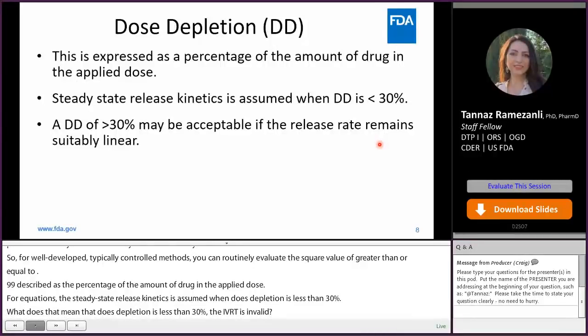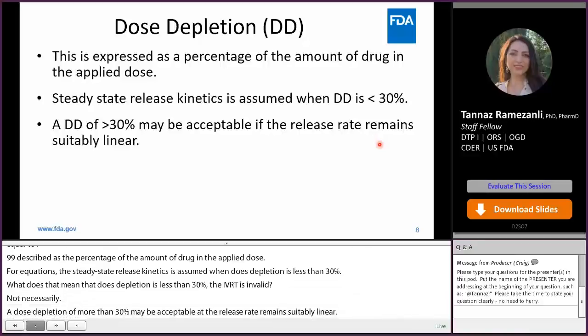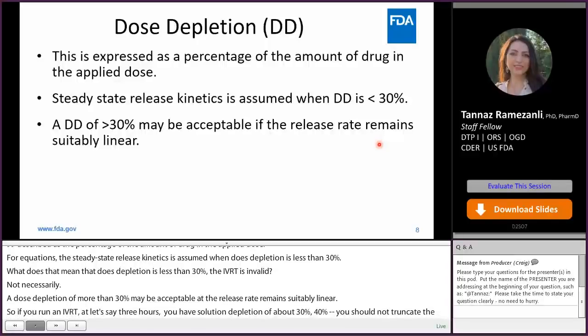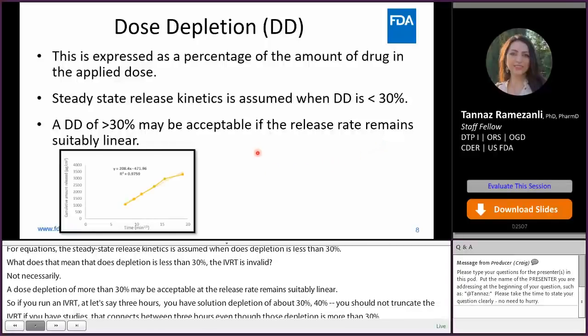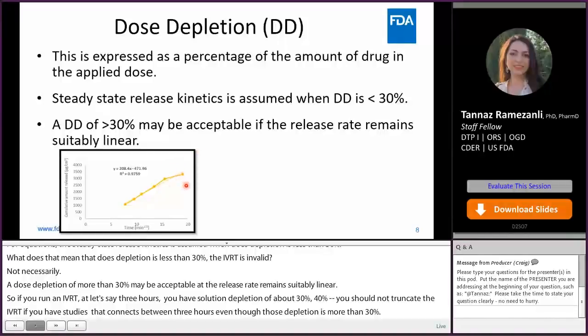So if you run an IVRT and, let's say, at 3 hours you observe dose depletion above 30%, for example 40%, you should not truncate the IVRT if you have steady-state kinetics beyond 3 hours, even though the dose depletion is more than 30%. But if you observe a decrease in the drug release rate at the last time point, like here, and deviation from the steady-state kinetics, and your dose depletion is also high, then you would need to optimize the method parameters or even consider applying higher dose amounts to obtain appropriate release kinetics during the IVRT.